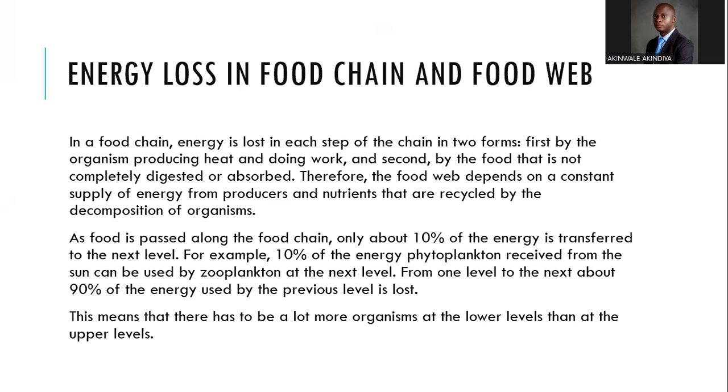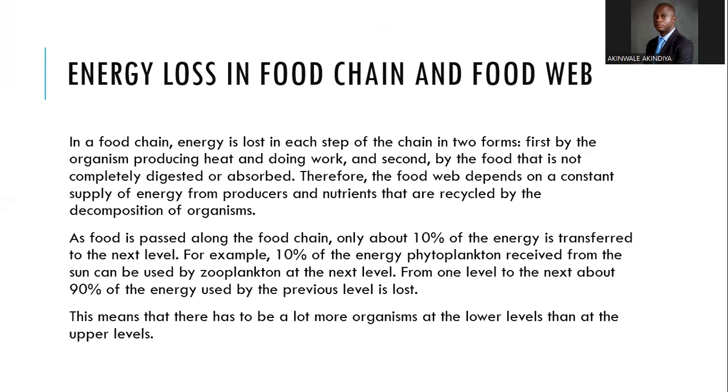So energy loss. In a food chain, energy is lost in each step of the chain in two forms. First, by the organism producing it and doing work. So the organism is running, moving around, and so energy is being lost. And second, by the food that is not completely digested or absorbed. Therefore, the food web depends on a constant supply of energy from producers and nutrients that are recycled by the decomposition of organisms.